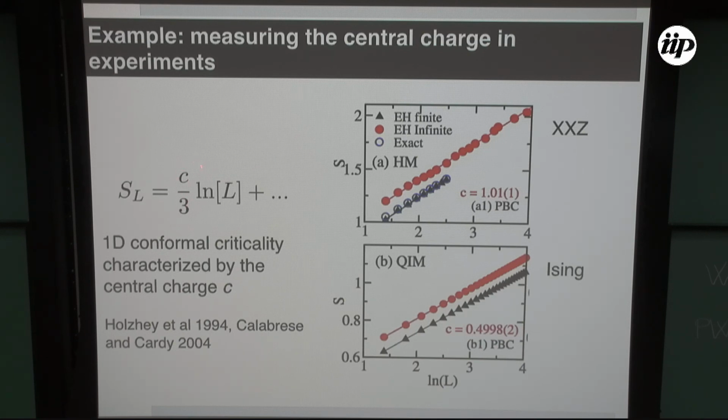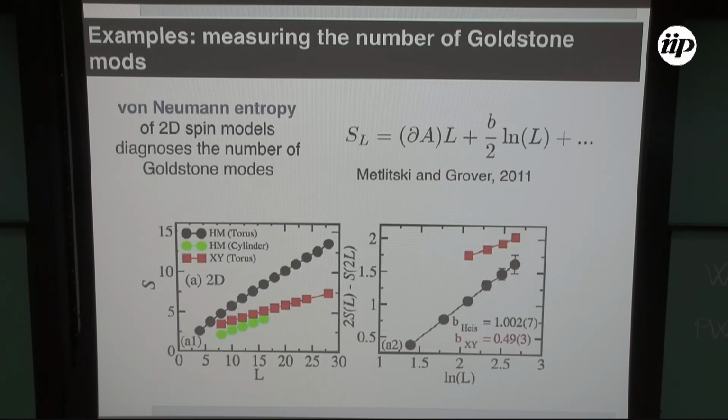This is called central charge. And these are simulations where the blue line is the exact result, and these are instead the entanglement Hamiltonian results obtained through, for instance, measuring the specific heat, and they essentially lie on top of each other. Okay? And these are two examples, on a spin chain and an Ising model.